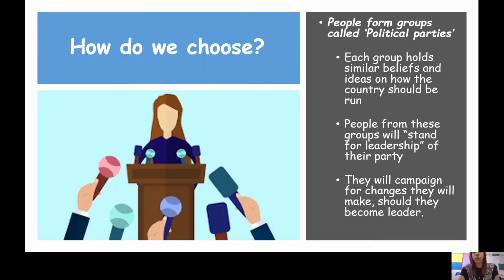So, how do we choose those who run our country? So people form small groups which we call political parties. And each of those groups will hold similar beliefs and ideas on how the country should be run. Each group will be slightly different from one another. People from these groups will stand for leadership, meaning they want to be in charge of their party and ultimately of the country. And so when they make a decision to lead their party or to stand for leadership, they will campaign. So they will have lots of discussions and answer lots of questions from people about the changes that they would make should they become leader.